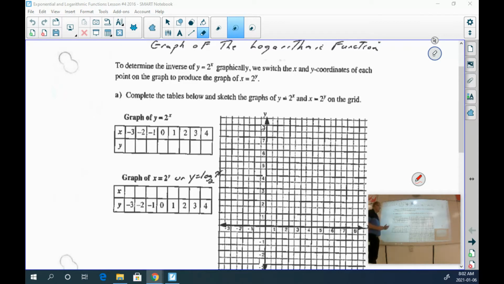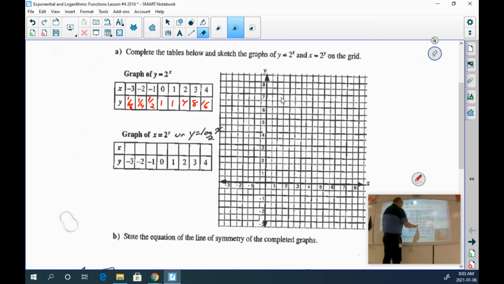So we have a graph here, y is equal to 2 to the power of x, and we can fill in this chart. Negative 3 gives 1 over 8, negative 2 gives 1 over 4, negative 1 gives 1 half, then 1, 2, 4, 8. So a very quick sketch of this. I'm not going to get too wound up about it. There's my sketch of y is equal to 2 to the power of x.